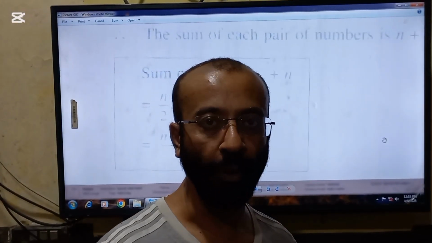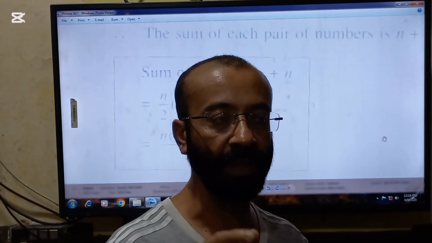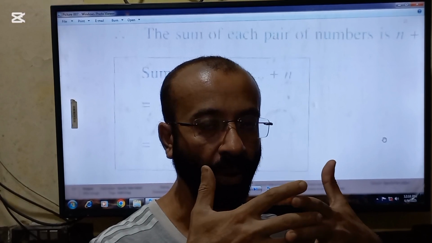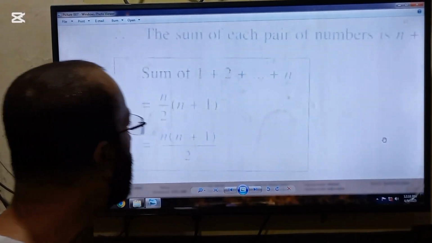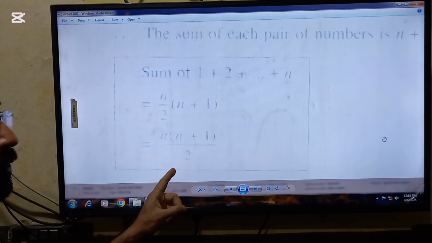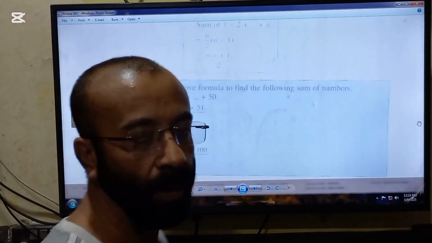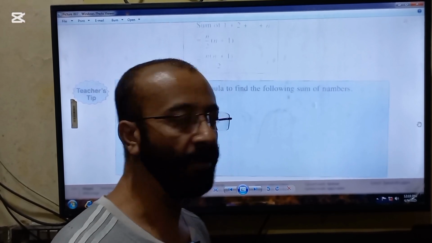So here is a formula that will be used when the difference is the same in the terms and you are required to add up all the terms of the sequence. The formula is n into n plus 1 over 2. So this formula will be used. Here is the application of the formula.